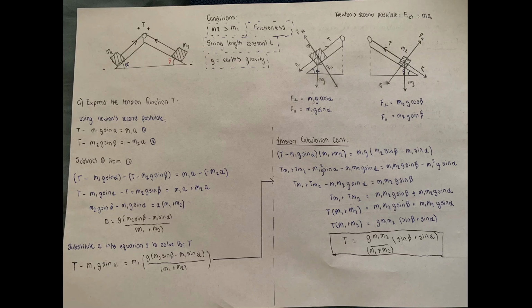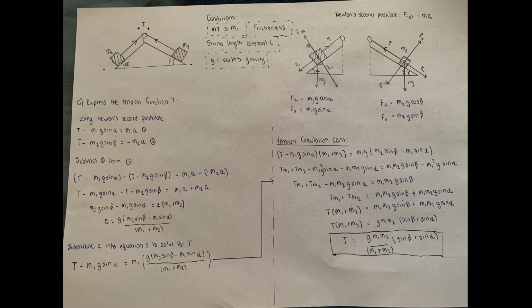And now, since on the other side we've also done that, we can divide the m1 plus m2 onto the other side to give us the equation for T, where T is equal to g m1 m2 divided by m1 plus m2, multiplied by sine beta plus sine alpha. I've just decided to put the sine beta and sine alpha on the outside, but technically it all falls under the same m1 plus m2. It's just a little nicer to see where all the components went.